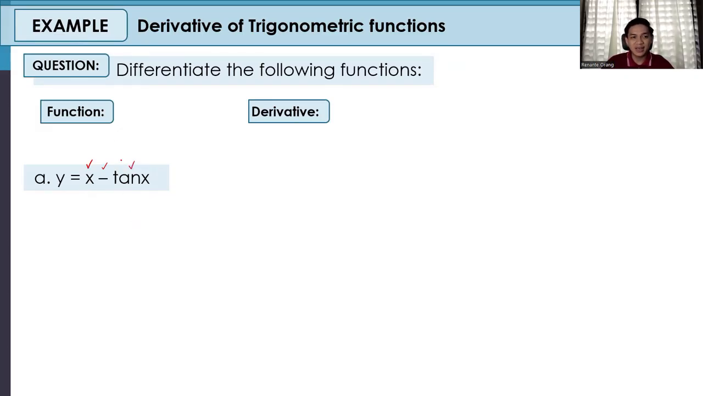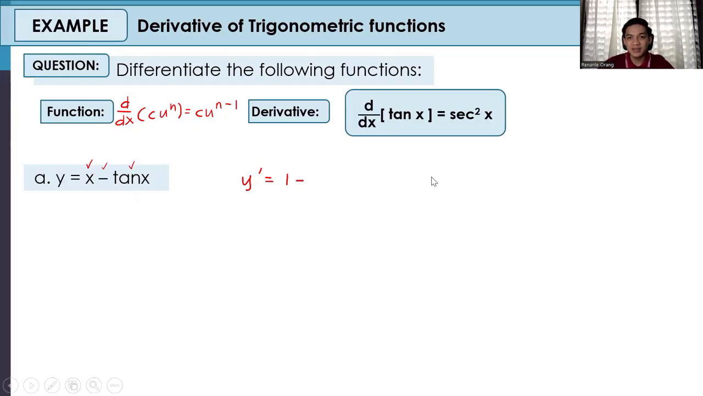So unahin muna natin kay x, we will be using constant multiple rule, that is the derivative with respect to x of any constant u to the n is equivalent to constant u to the n minus 1. So for this one, x lang siya. So ang mangyayari sa kanya, that is equivalent to 1. That is our derivative. So proceed tayo sa ating sum and difference rule. Ibig sabihin, we just need to differentiate them individually. So lagay natin negative.